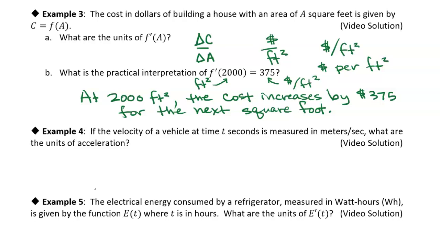Now we know it's increasing because it's positive. If it was negative, then the cost would be going down, so we would have to say that it was decreasing. But because it's positive, we say that the cost increases by $375 for the next square foot. Or you could say that the cost is increasing at a rate of $375 per square foot, at that particular area. That's what it's increasing by.